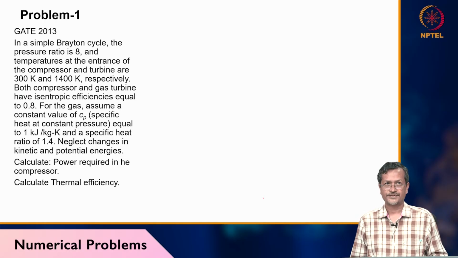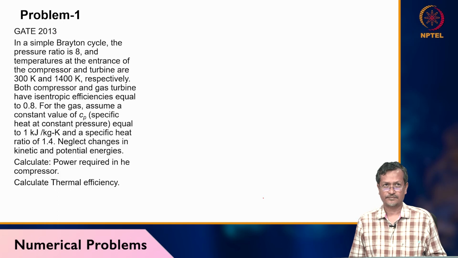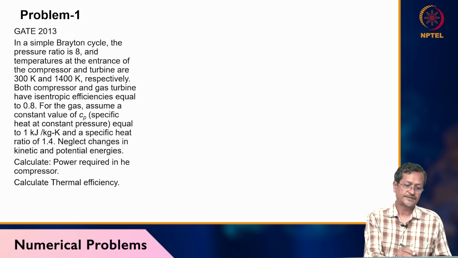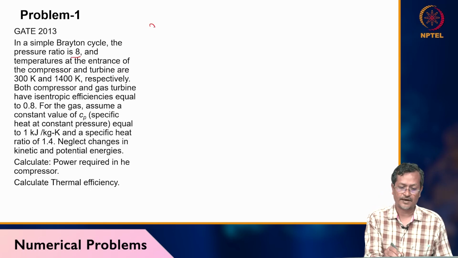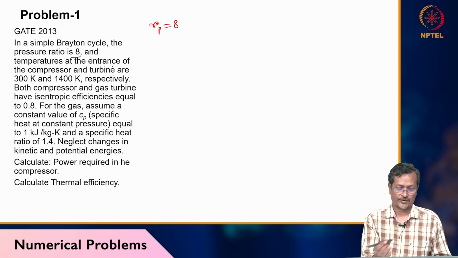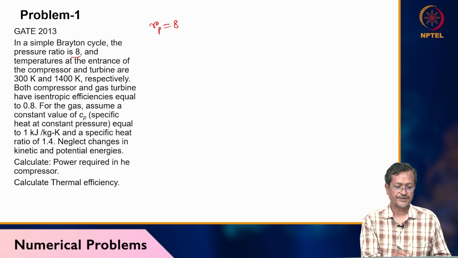Now we will try to solve some problems. These problems are basically from GATE papers. Let's see the problem. In a simple Brayton cycle, the pressure ratio is given as 8. So Rp is 8, for a Brayton cycle or gas turbine cycle, and the temperature at the entrance of the compressor, T1, is given as 300.